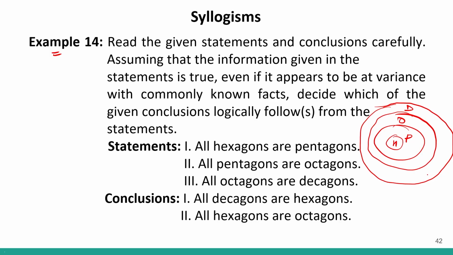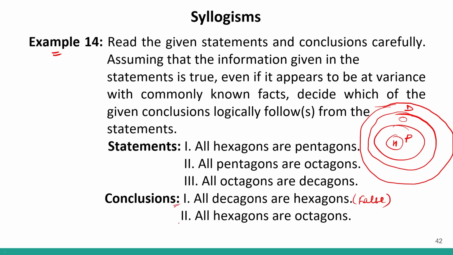So this will be the Venn diagram. Now let us see the conclusions. First conclusion says all decagons are hexagons. No, because your hexagons are over here, correct? And your decagons are so big. So I can say that all decagons are hexagons is not true. It can be a possibility, but it is not definitely true. So this will be false.